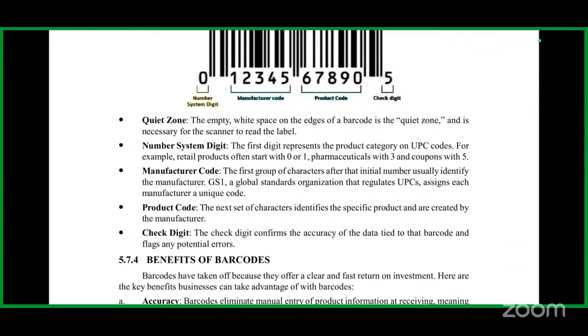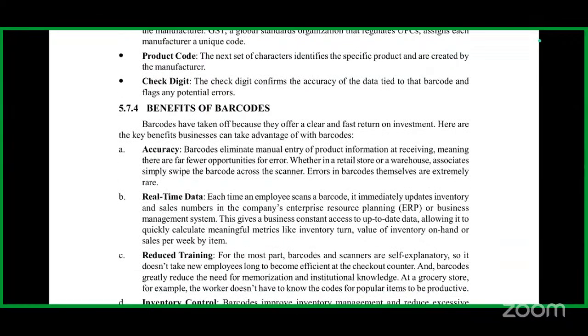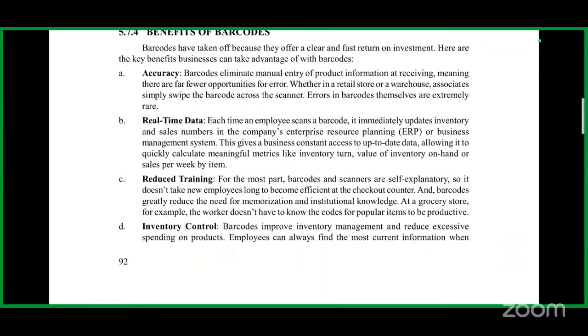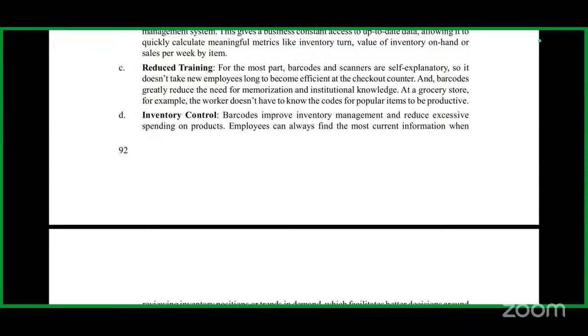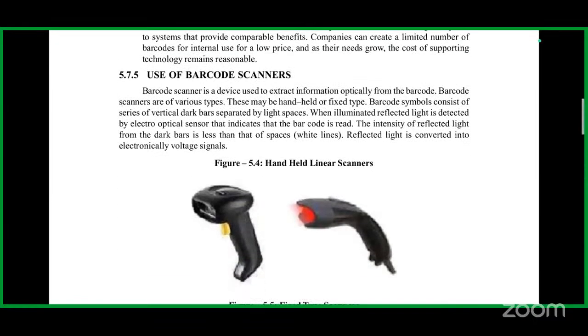So the numbers that are available in that barcode each signify and give data about that particular product. What are the benefits of barcodes? They give accuracy, real-time data, reduced training, inventory control, and low cost. Next, the use of barcode scanners.